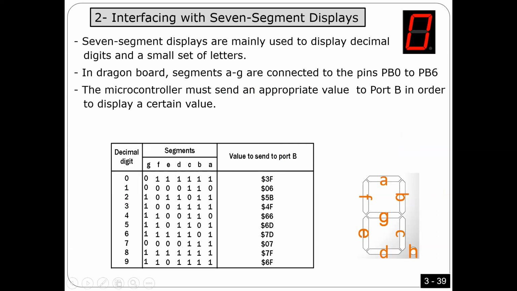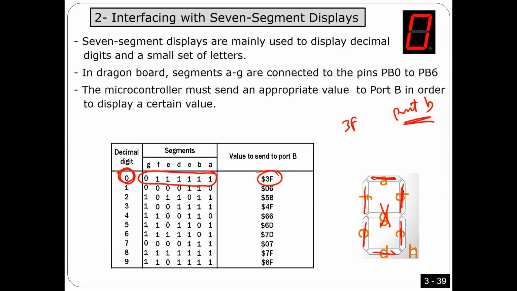If I want to make number 0, what should I do? I have to turn the A on, B on, all of them on, except G has to be off, right? So that means it has to be 1 1 1 1 1 1 0. So this number should be 3F. So I have to put 3F on port B to display number 0.